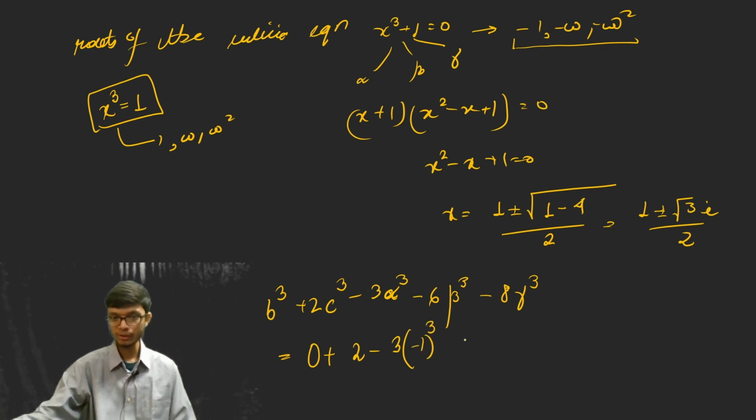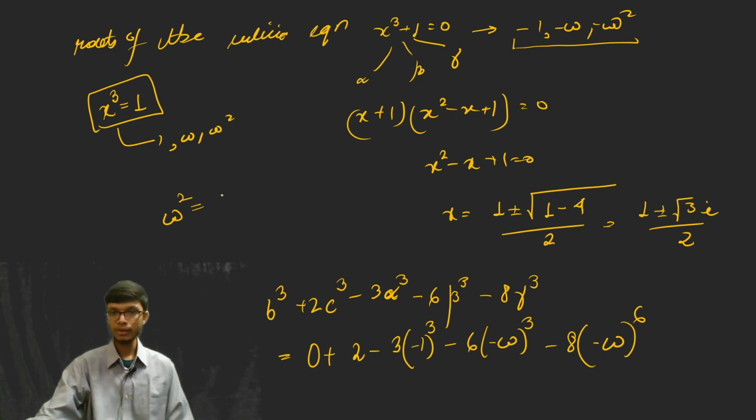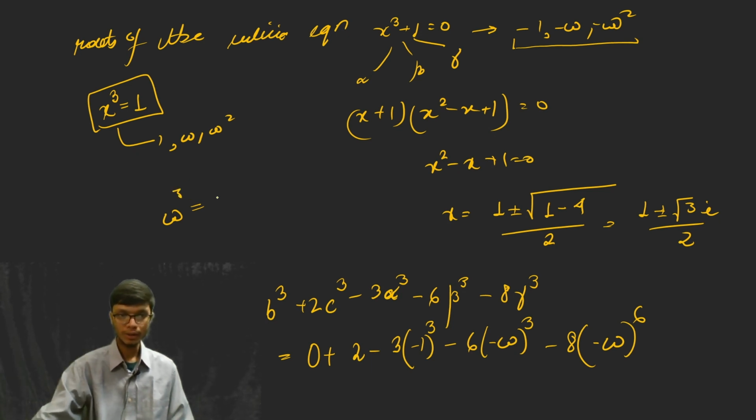So minus 1 raised to the power 3, minus 6, and beta is basically minus omega, so this will be minus omega whole cube, and gamma is basically minus omega square, so minus omega to the power 6. And we know that for the cube root of unity, omega is a root of this equation, so omega cube is equal to 1.